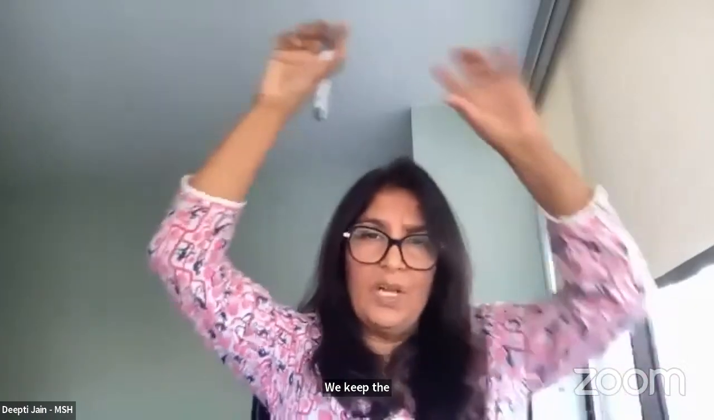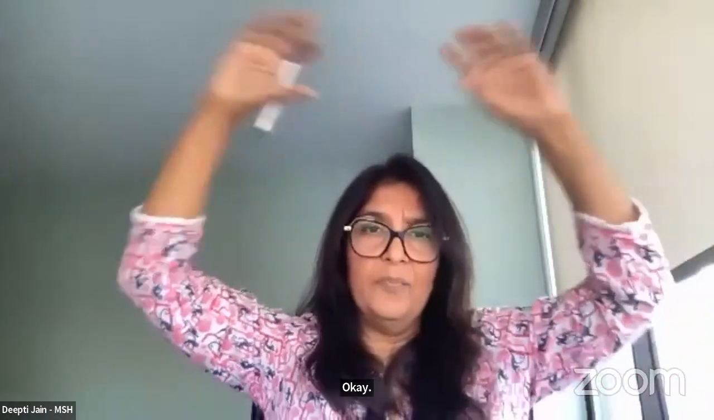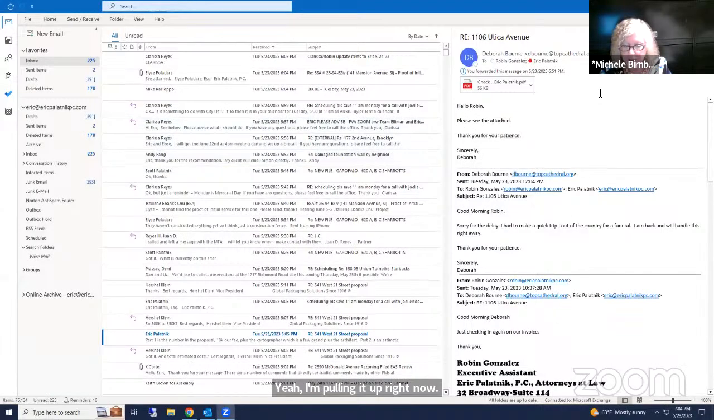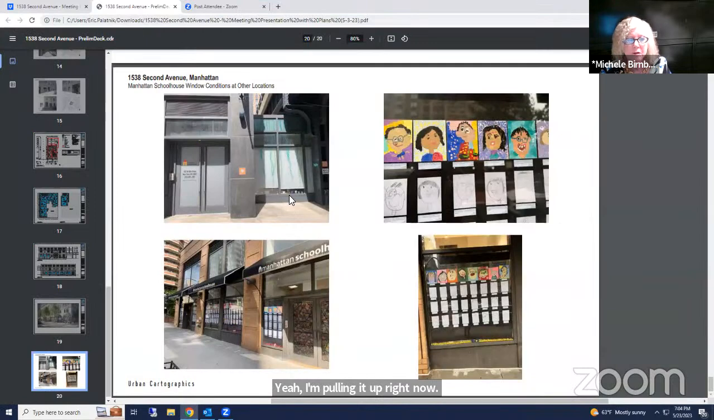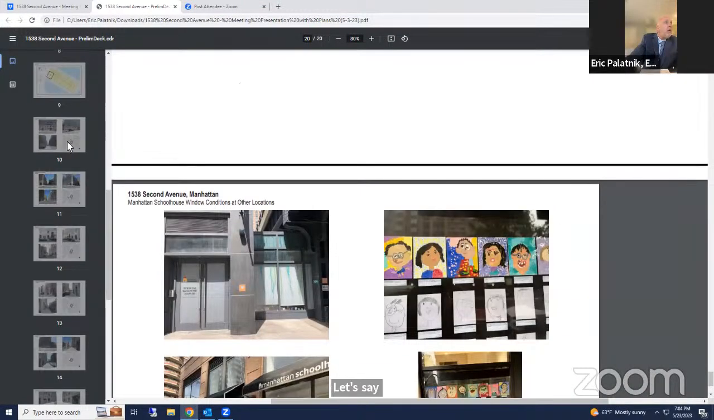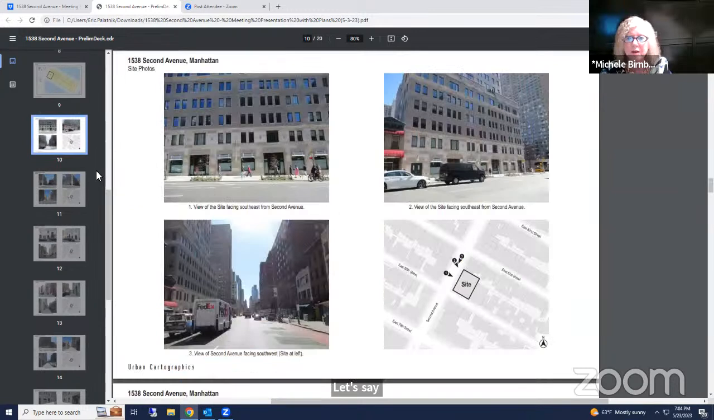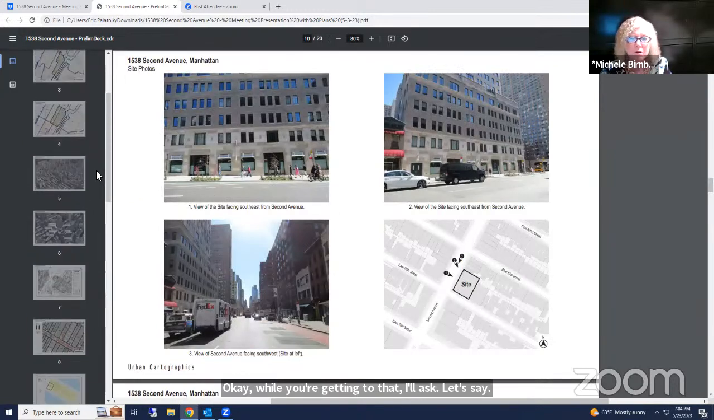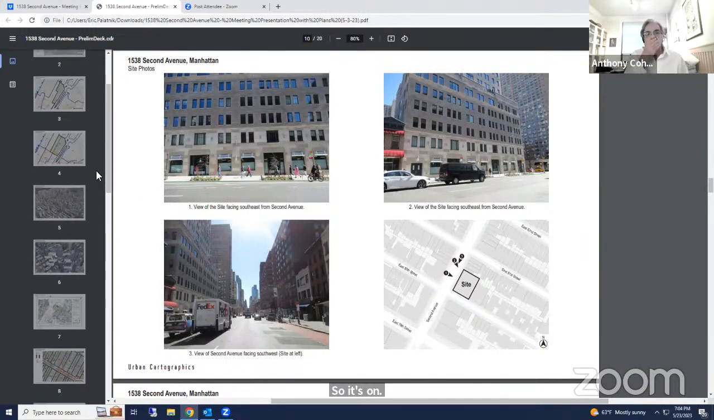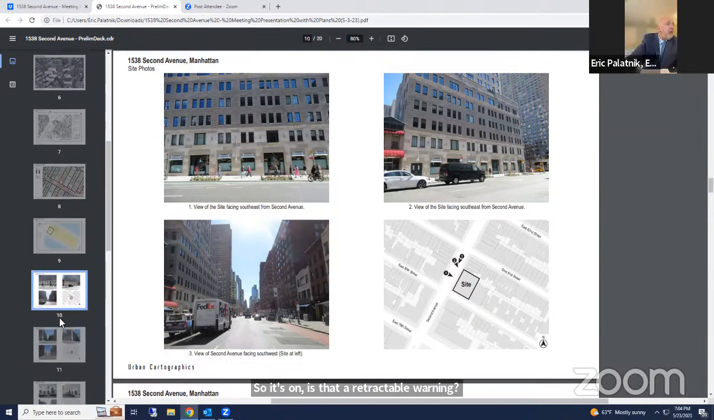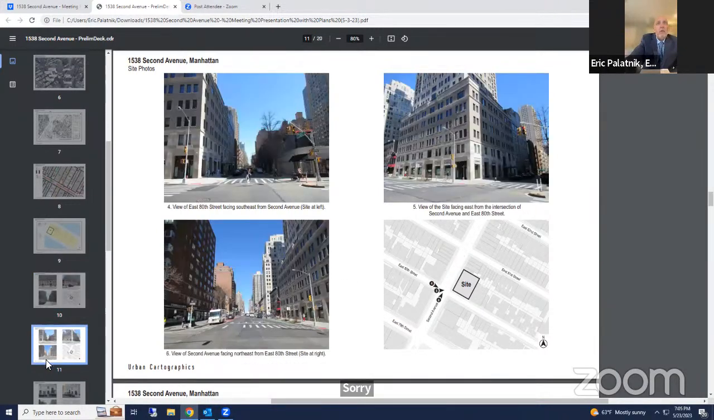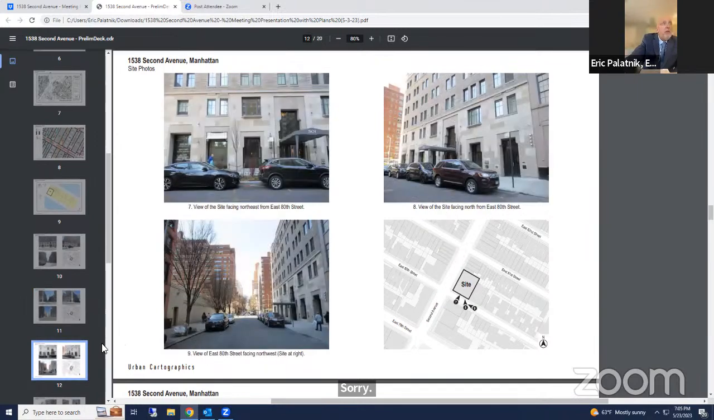Yeah, so the sign is right above the door. There's a couple of places that the sign of Manhattan Schoolhouse is there. Do you have a visual of that, Eric? Yeah, I'm pulling it up right now. Okay. While you're getting to that, I'll ask, let's see. Oh, hold on. So is that a retractable awning? It's not. Is the awning retractable? That I don't know the answer to that question. But hold on, let me get you the signage here.